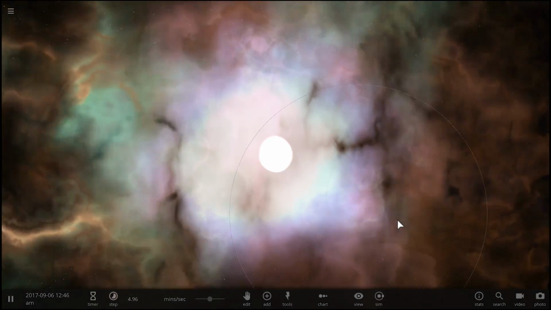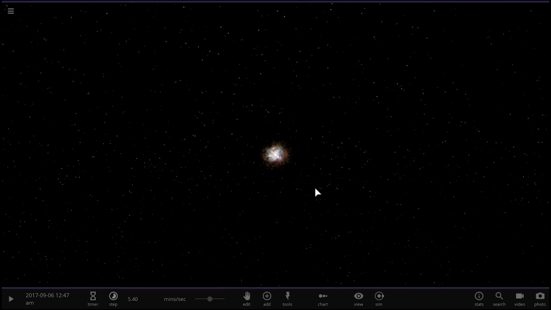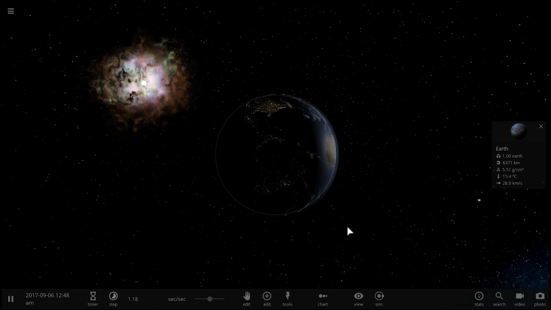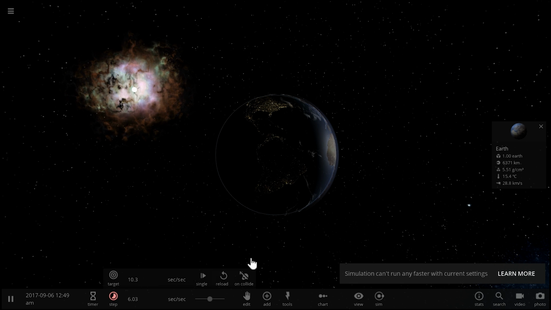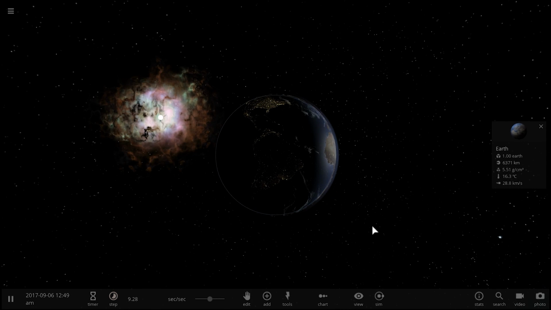3, 2, 1. And there goes that supernova. So we're going to zoom into Earth once again. And so this is kind of what it's going to look like from our planet Earth. This is actually kind of in real time right now. We're going to accelerate time just so it happens a little bit quicker. This is what it would look like from the planet as you see all of this unfold in real time.